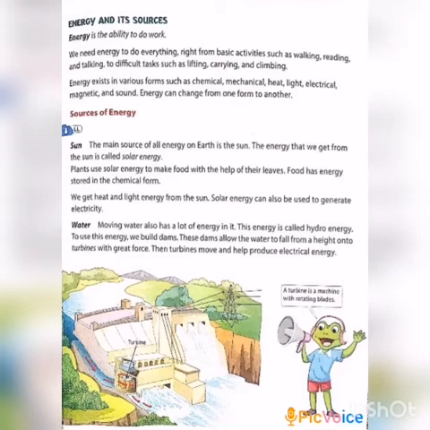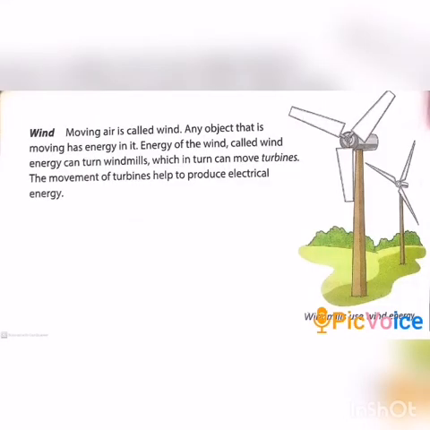Next one, water. Moving water also has a lot of energy in it. Water is also used to generate electricity. Dams are built to allow the water to fall from a height onto machines. These machines help to generate electricity. The water falls from a height onto turbines with a great force. The turbines move and help produce electrical energy. A turbine is a machine with rotating blades.